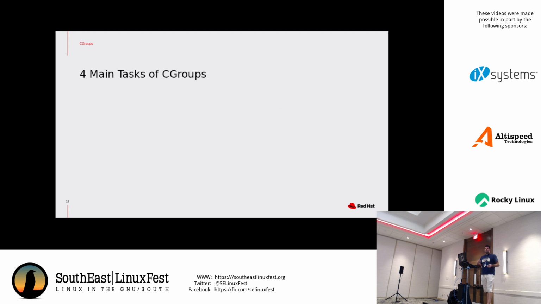So there are four main tasks of cgroups, and some of them sound kind of similar, but they are kind of different. So the first thing is resource limiting. This is what allows you to go in and set acceptable amounts of CPU or RAM that a process can use. And this is different than prioritization.